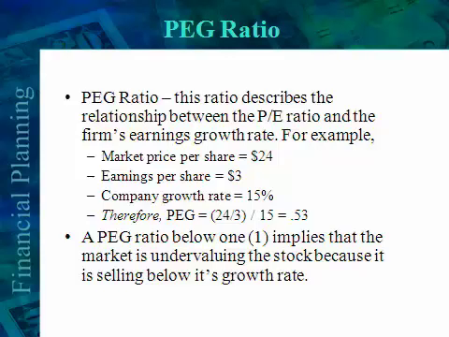This ratio is a useful indicator that shows how the market is currently pricing a stock compared to its expected growth rate. A PEG ratio of 1 means that the market is pricing the stock at its growth rate. PE of 15, growth rate of 15, therefore 15 divided by 15 is 1. A PEG ratio below 1 implies the market is undervaluing the growth because it is selling below its growth rate. A PEG ratio above 1 implies potential overvaluation.